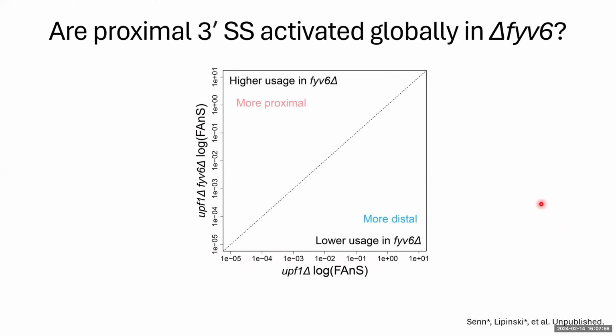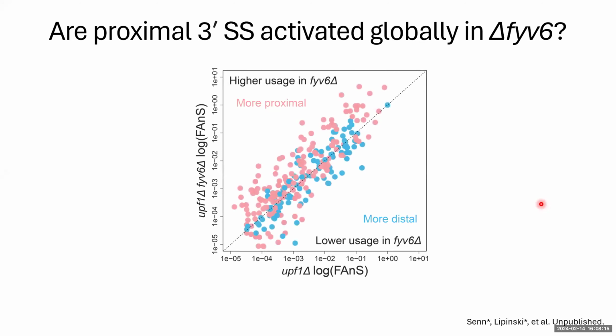We additionally colored the points by whether or not the 3' splice sites were proximal or internal to the intron compared to the consensus, or distal internal to the exon. And based on what we know about sus1, we would expect that there would be more proximal 3' splice site usage in these alternative sites in our FYV6 deletion. And when we look at our data, that's exactly what we see. We see more pink dots above the dotted line, so they have higher FANS values in the FYV6 deletion.